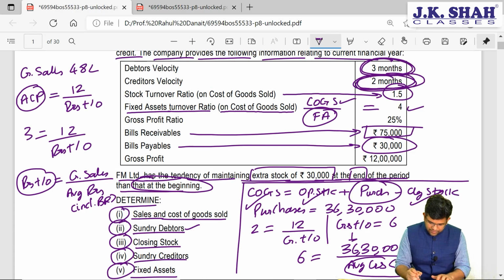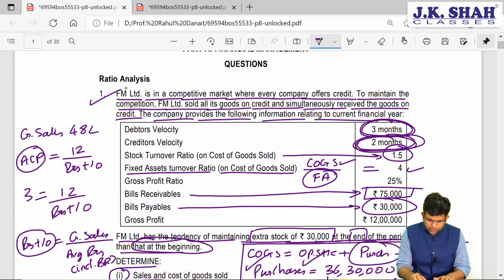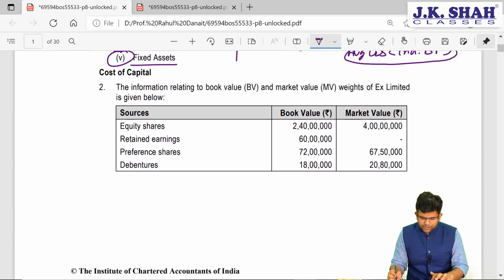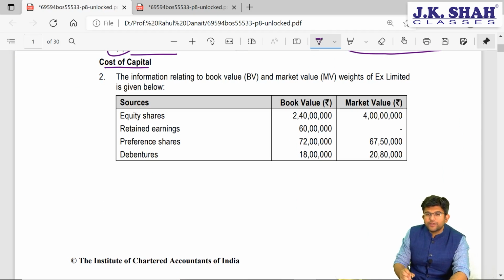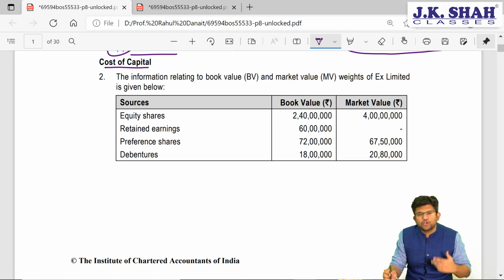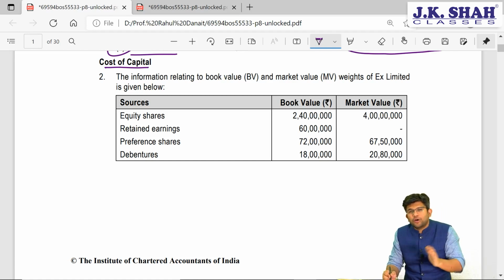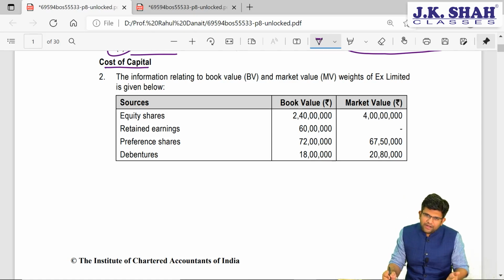So with that, children, we complete the discussion to the first question of your RTP that was based on the chapter of ratio analysis. Let us now move on to the second question, which is based on the chapter of cost of capital. Let's start. Now this question on cost of capital, children, is based on the calculation of WACC, both on book value as well as market value weights.